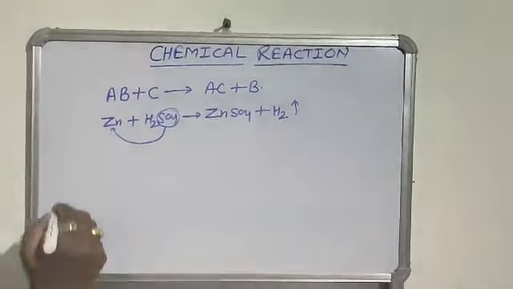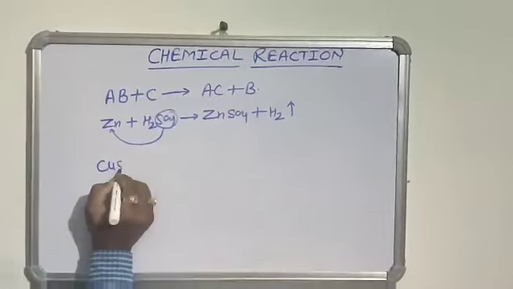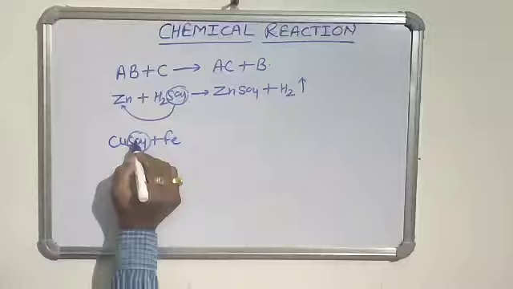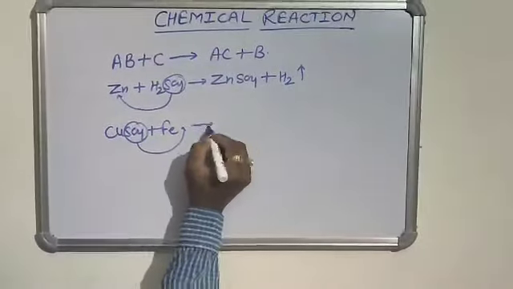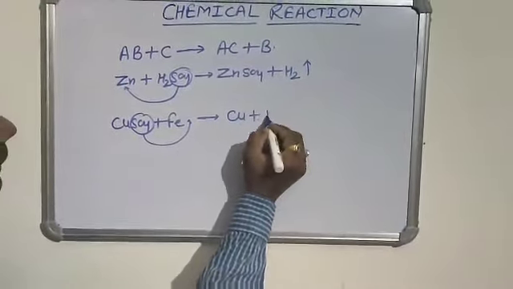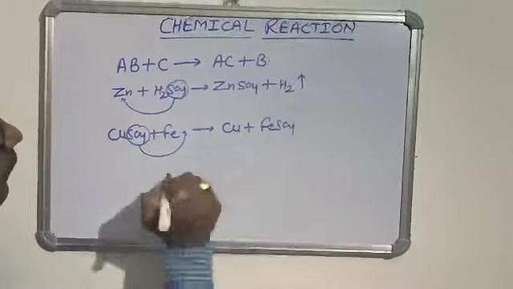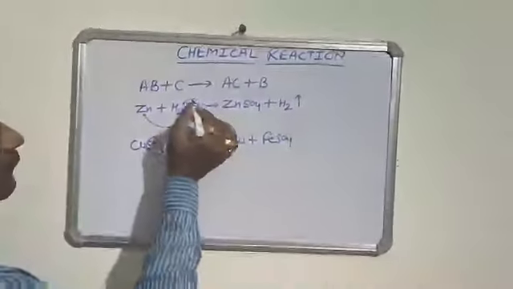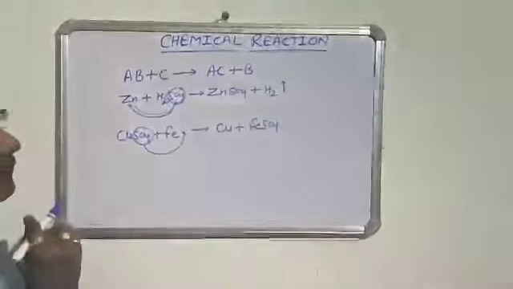Another example: CuSO4 reacts with Fe, then the sulfate attaches to iron and it is converted into Cu plus FeSO4. This is also an example of displacement. This is a single displacement because one radical is displaced.